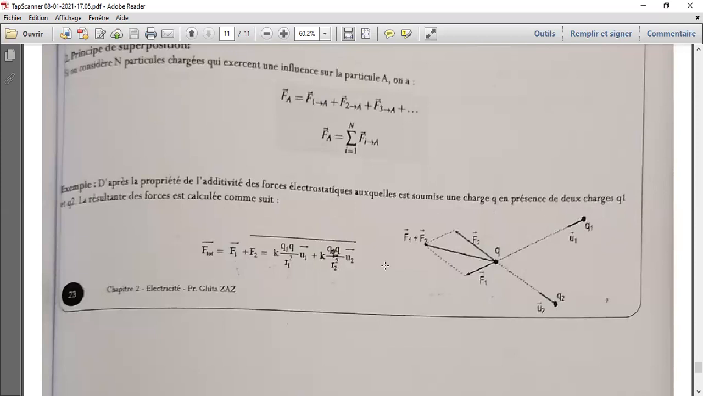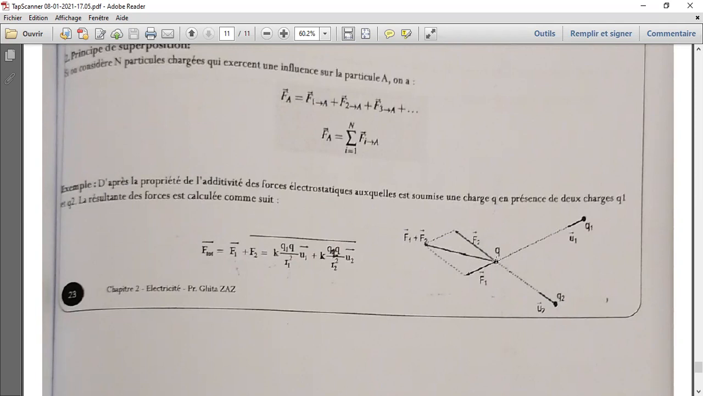Then plus there's Q2 here. Q2 is exerting the force on what? On Q. So we see there will be Q2 times Q divided by R2 squared. Sorry, this is not X, this is R. So your R2 is just the distance between Q and Q2, times the vector U2. U2 means I'm starting from Q2 going to Q. So that's basically how it is most of the time represented.